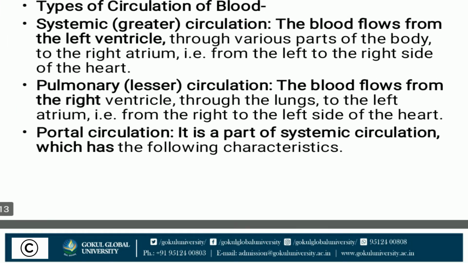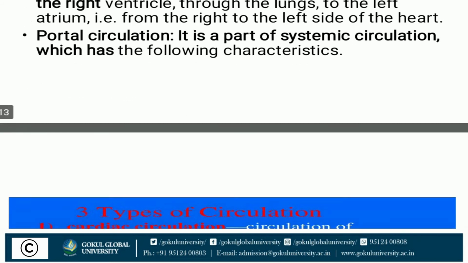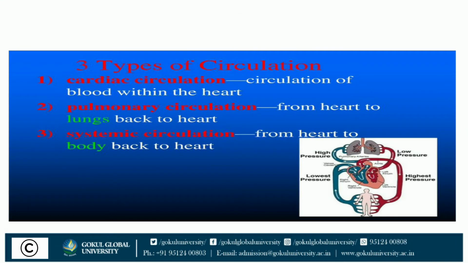Portal circulation is a part of systemic circulation which has the following characteristics. In this diagram you can see three types of circulation: cardiac, pulmonary and systemic. Cardiac circulation: circulation of the blood within the heart. Pulmonary: from heart to lung and back to the heart. Systemic: from heart to body and back to the heart.